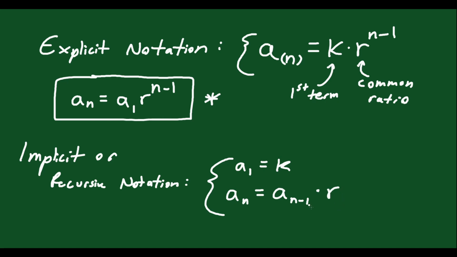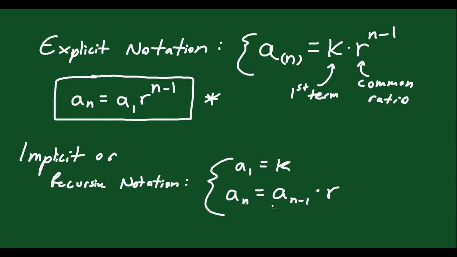So just like the implicit or the recursive notation of an arithmetic sequence or series, we have the same issue here, where to find the nth term, you need to know the term right before it, right? And so this relationship makes sense. Of course, the term before the one you're looking for, you just multiply by that common ratio to get the next term. That's how the pattern works. You keep multiplying by that r value.